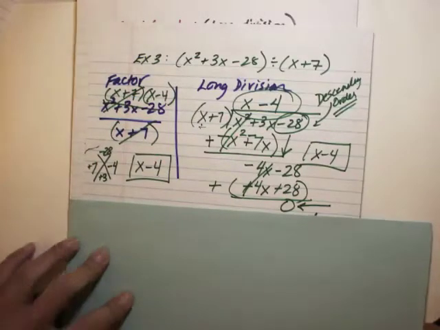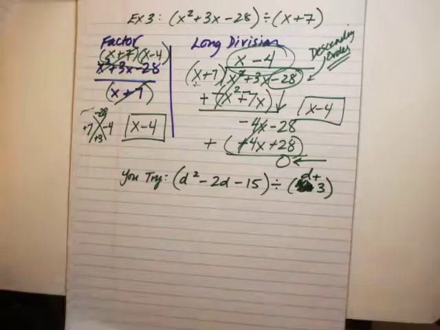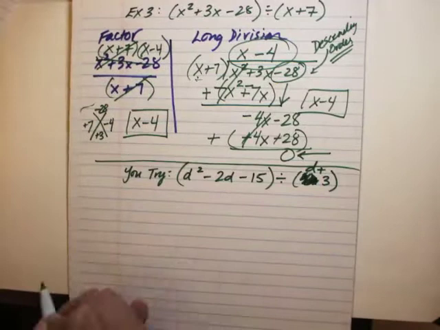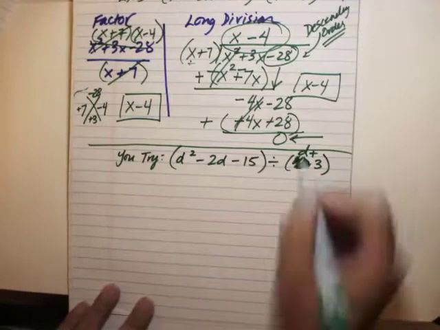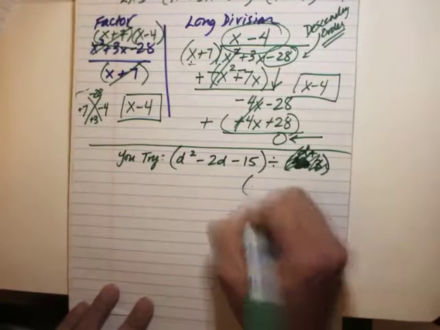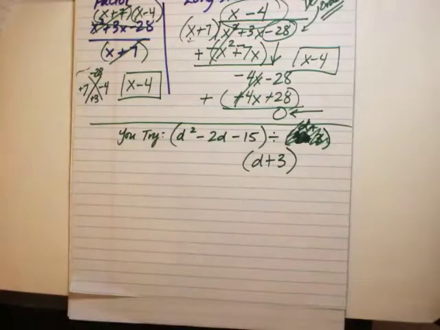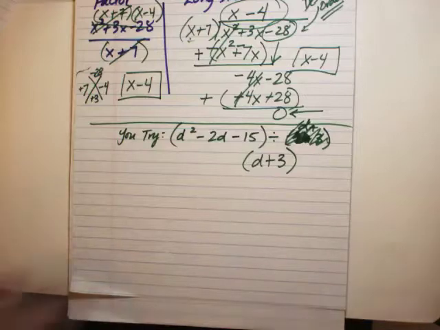Okay? I want you to take a moment, take a look at this problem here, and you know what I'll do is I will rewrite it because it's a little bit messy. Actually, so what we're dividing by is d plus 3 there. Okay, so I do want you to try this in 2 different methods. The first with factoring and the second with long division.